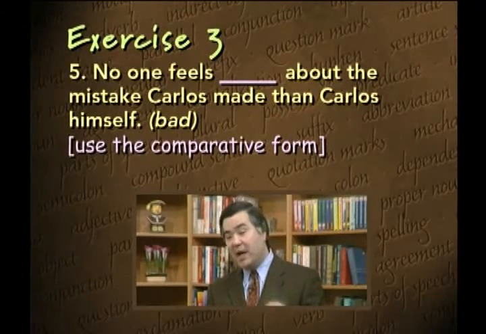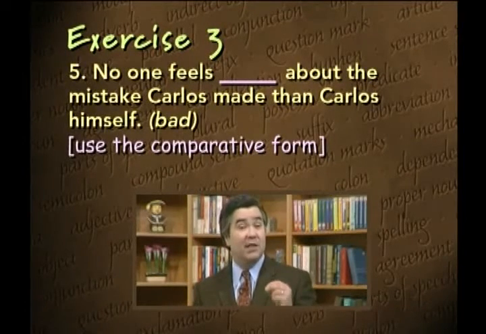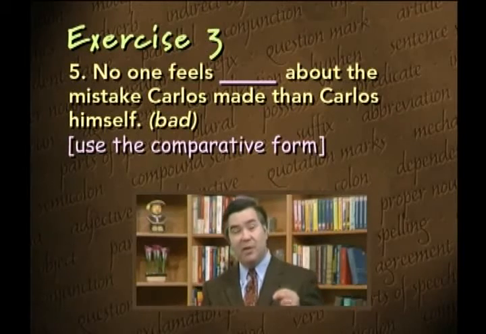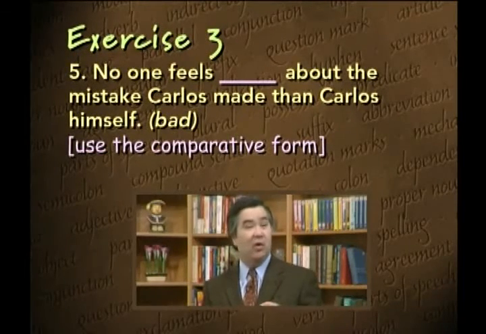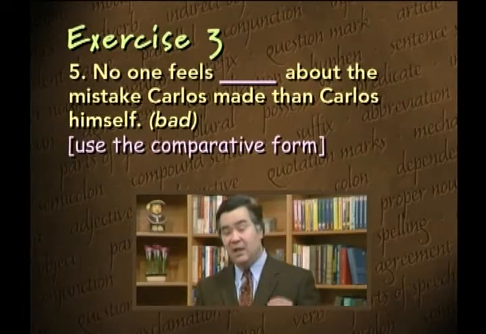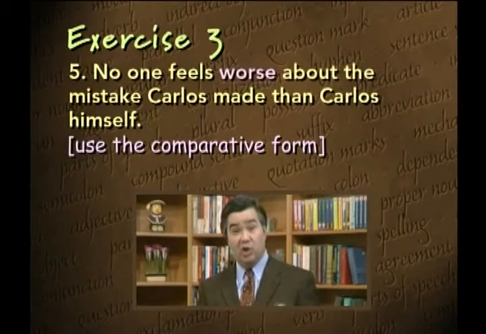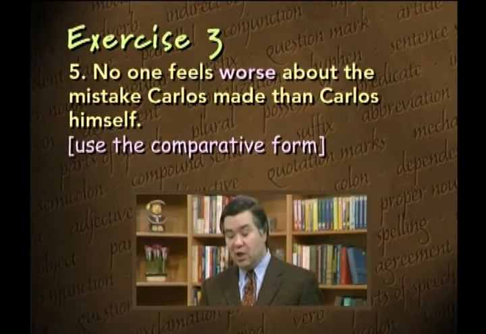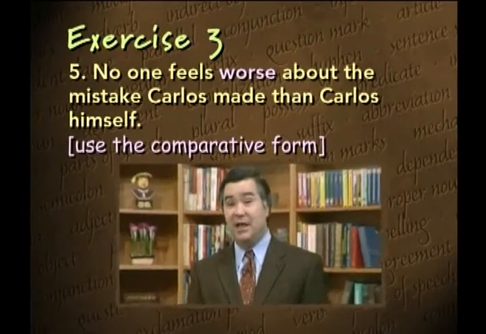We're using the comparative degree of the adjective bad, and remember, bad is another one of those words that forms its comparative and superlative degree in an unusual or non-standard way. The correct comparative degree of bad is worse. So the sentence should read, no one feels worse about the mistake Carlos made than Carlos himself. Did you get all 5 of these questions right? Very good. Let's move on to our next lesson.